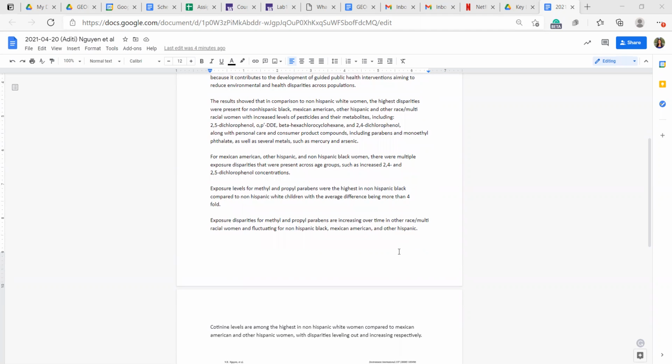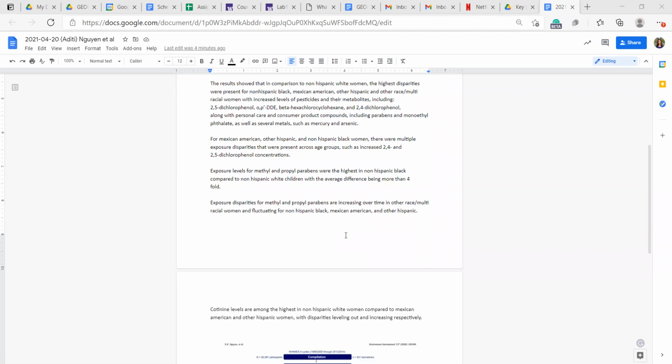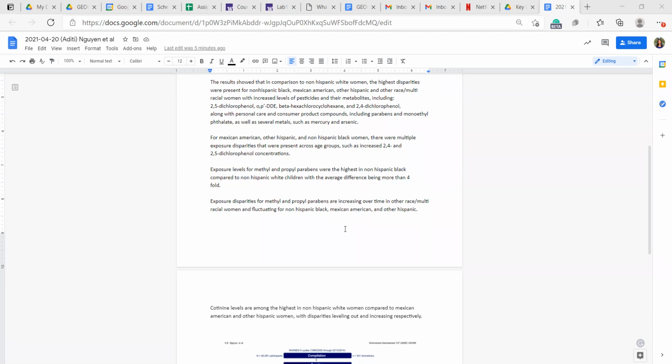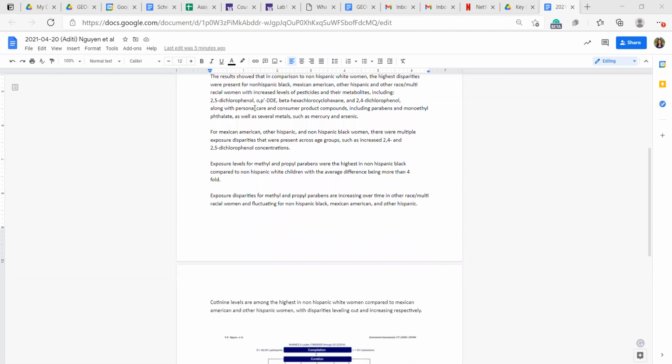So the results showed that, okay, this part is kind of a lot, but in comparison to non-Hispanic white women, the highest disparities were present for non-Hispanic Black, Mexican American, and other Hispanic and other race or multiracial women, with increased levels of pesticides and their metabolites. I'm not really great at bios, I'm not sure about that. It includes the following, including several metals as well, such as mercury and arsenic.